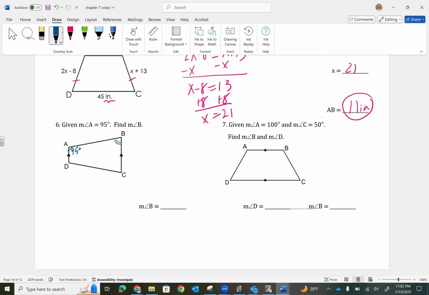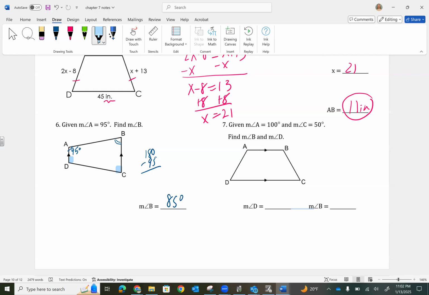And then we've got to find the measure of angle B. Well, those are same side interior, so 180 minus 95 is going to give us our answer of 85 degrees. Now, we don't know it's isosceles, so we don't really know anything about these two angles right here, but we do know that their sum makes 180, but that's all we know. We don't know that they match the ones across from them, because we don't know if it's isosceles.